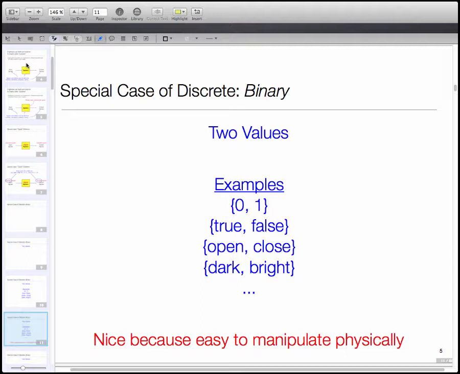0, 1 we can do very easily in a variety of ways, electrically, optically, mechanically. In a mechanical thing, it could be some sort of a lever which is in one position or the other. So binary is very attractive for a variety of reasons, so very commonly used. But having said that, not all digital systems are binary. There are digital systems which are designed using more than 2 states as well. In fact, some of the early digital systems had multiple states.